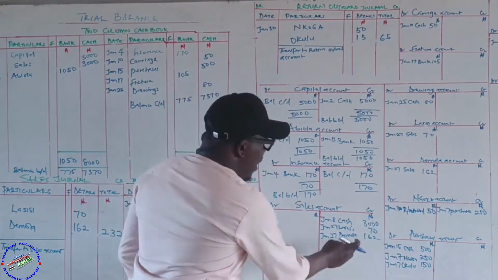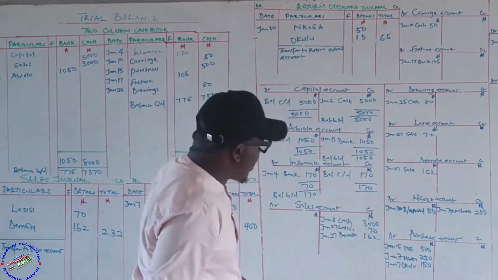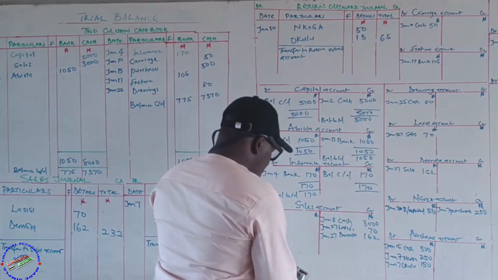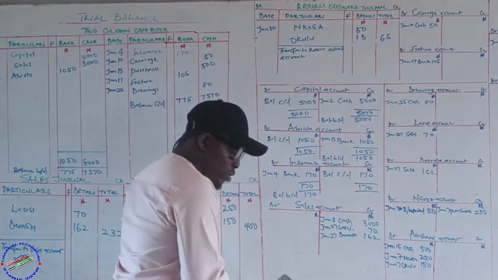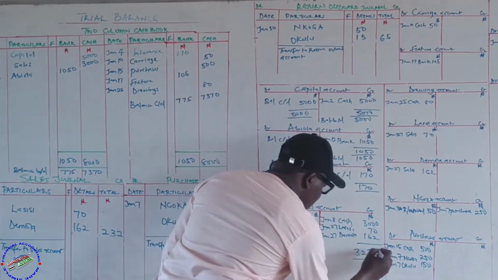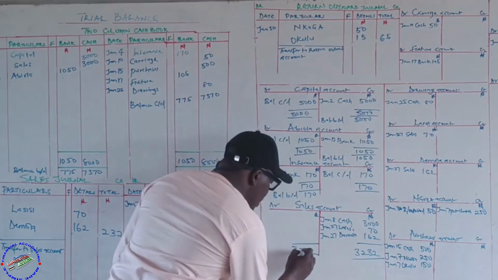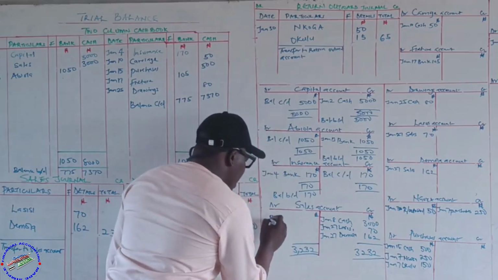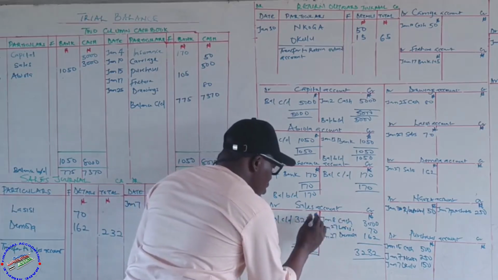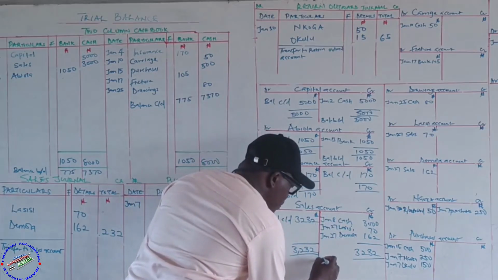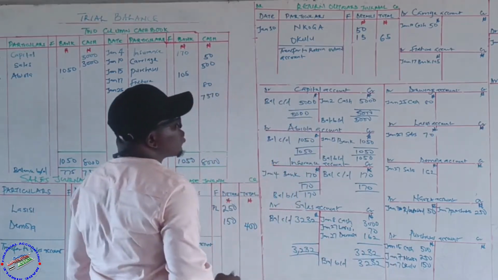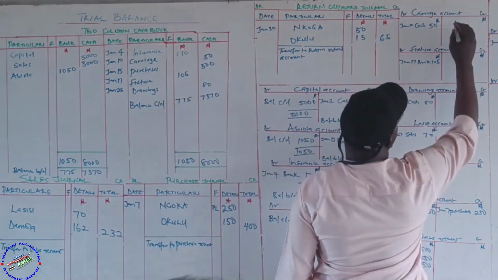All we need to do now is to add up all what we have here and bring down our balances. So we have 3,017 and 162. This gives us 3,232. So we close the account with 3,232. We have balance CD, 3,232, and then balance BD, 3,232. So we move to the next ledger, which is the carriage account.